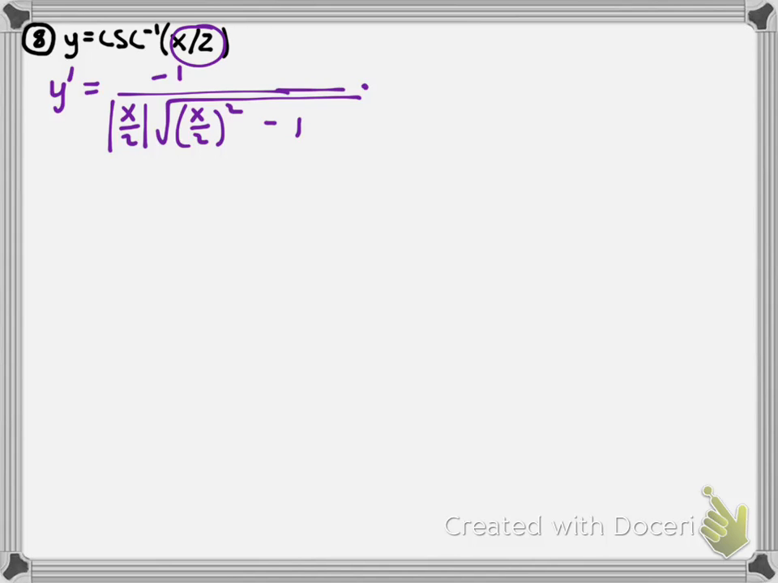So the derivative of x over 2, we should know that. The derivative of x over 2 with respect to x, that's just 1/2. Okay, so we really just have here, just multiply by 1/2, because it's the derivative of x over 2. And what do we have here?